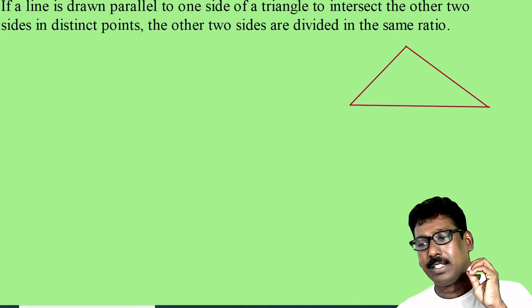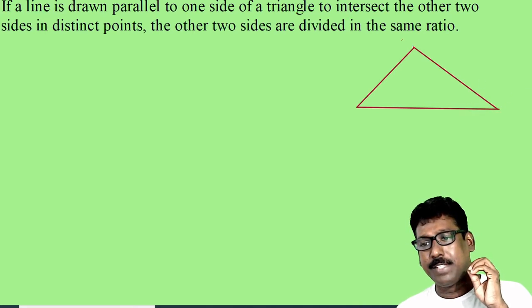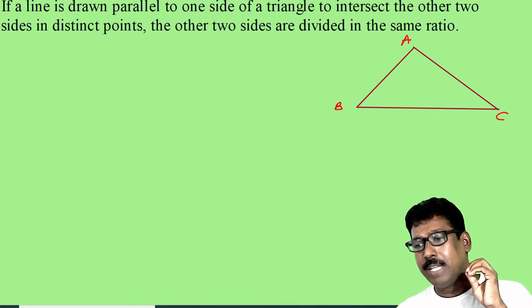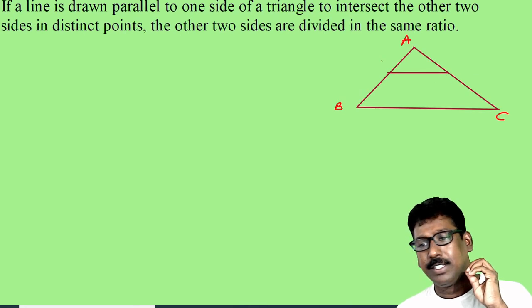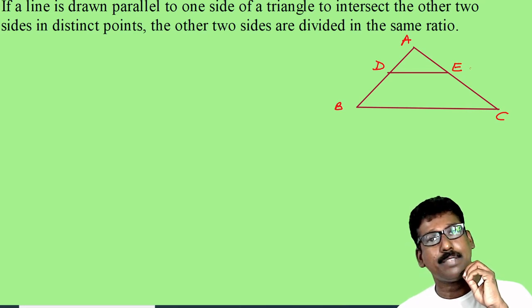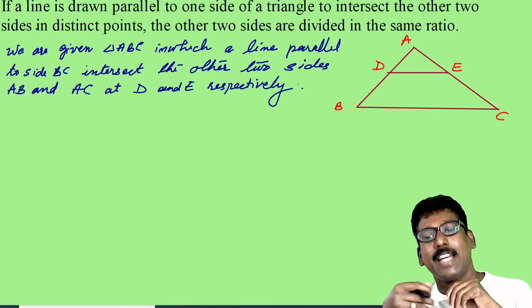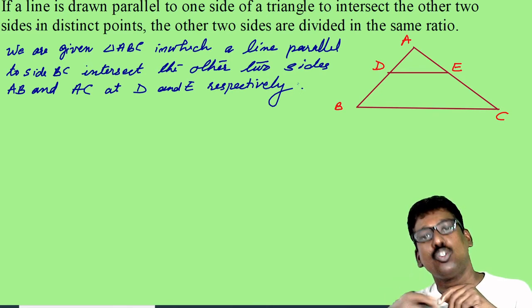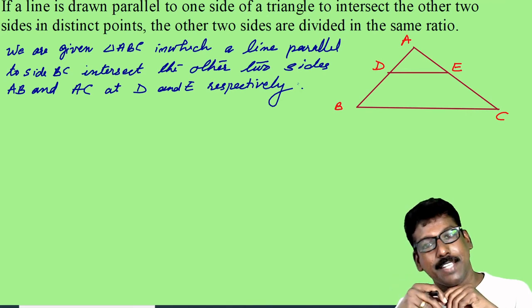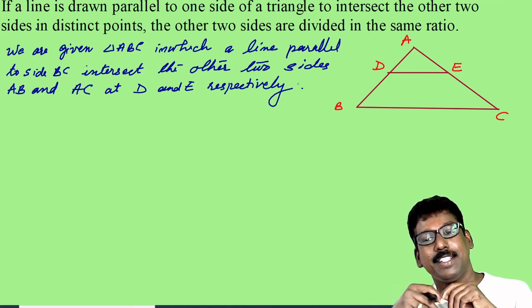Let the triangle be ABC. Now, let me draw a line parallel to BC, intersecting AB and AC at D and E respectively. So, you can write it as: we are given triangle ABC in which a line parallel to side BC intersects the other two sides AB and AC at D and E respectively.